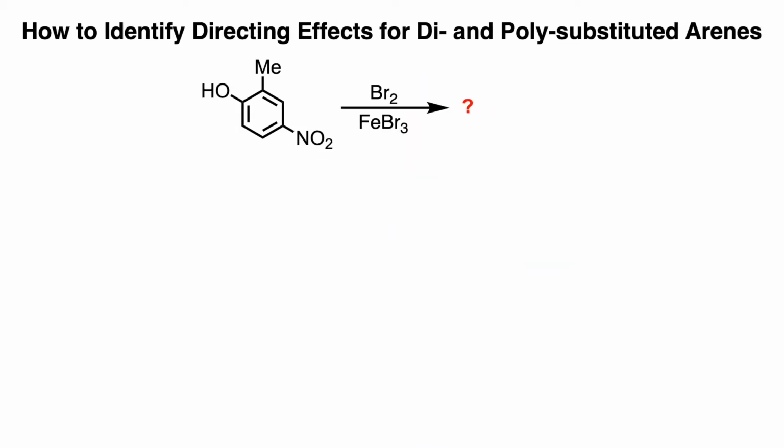So how do we identify the directing effects for the di and polysubstituted arenes or benzene rings? Well, let's look at this example of an aromatic halogenation with the following tri-substituted substrate.